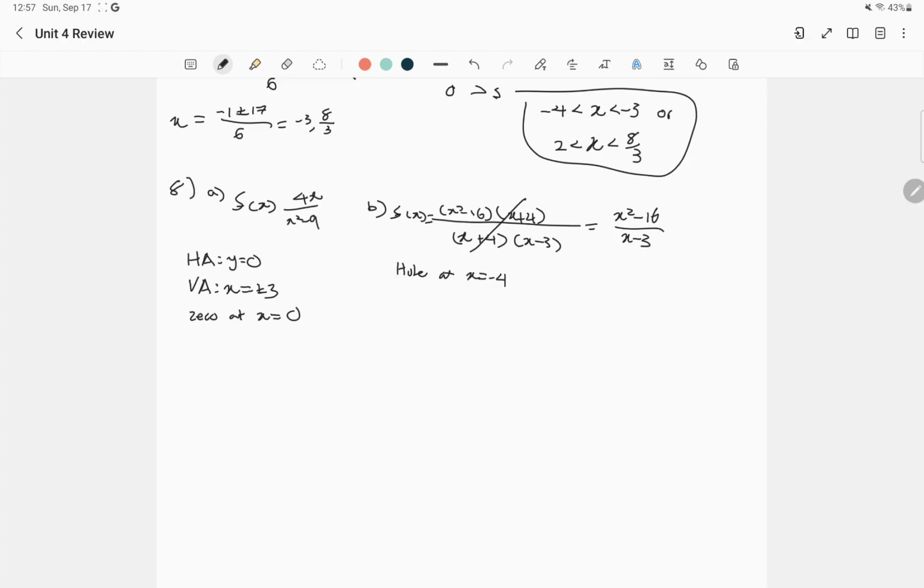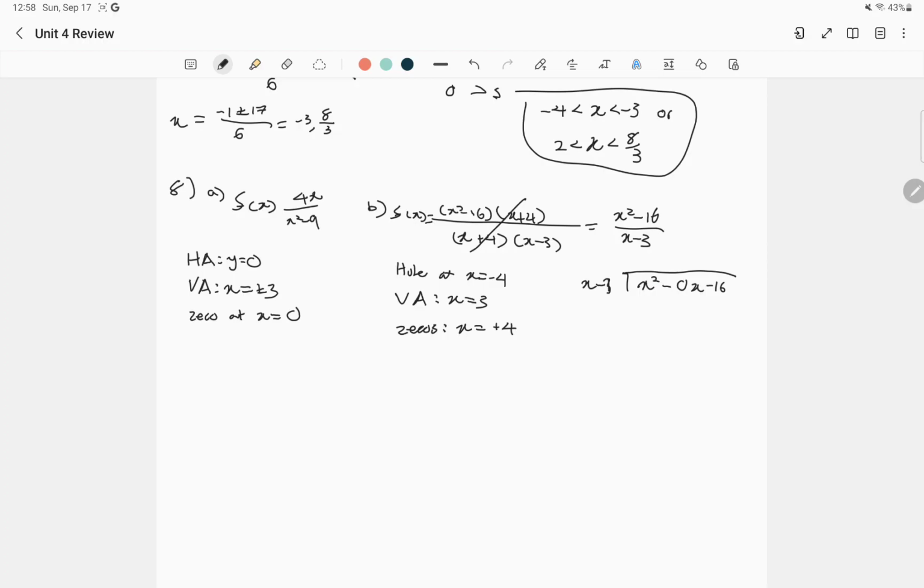So we do have a slant asymptote, and I will find that in a second. So no horizontal asymptote, but we do have another vertical asymptote, which is x equals 3. And zeros are x equals plus or minus 4. But actually, no, one of them doesn't exist anymore. So it's going to be just plus 4, because this minus 4 is actually a hole. There's no 0 there. Okay, once again, we have to do long division for this slant asymptote, which is quite annoying, but we shall do it anyway.